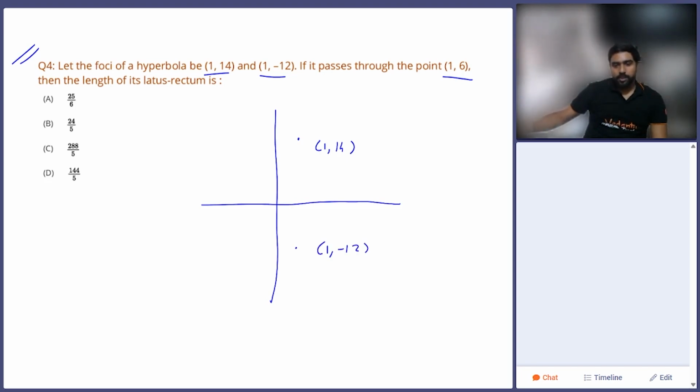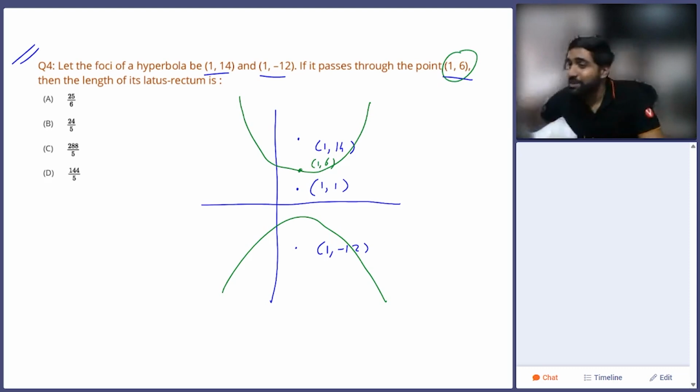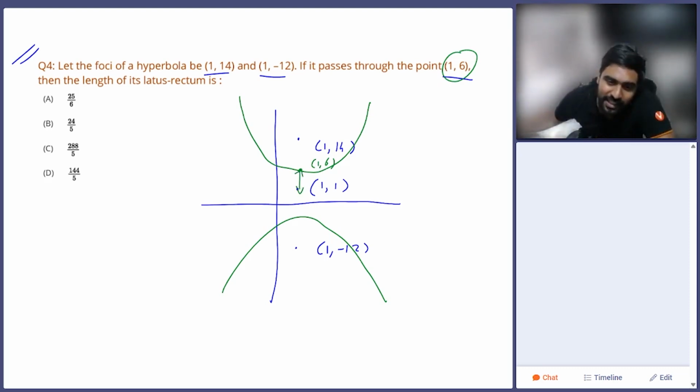So the midpoint of the two foci will be your center. What is the midpoint coming in as? (1, 14), (1, -12). This will be (1, 1). So (1, 1) is going to be your center. Then you have also been given one more piece of information: your hyperbola passes through the point (1, 6). Now (1, 6) is obviously not going to lie in the fourth quadrant. It will lie over here at (1, 6). Now we have some important information. Why? Because this distance right here represents nothing but the semi-transverse axis, which is equal to 5.